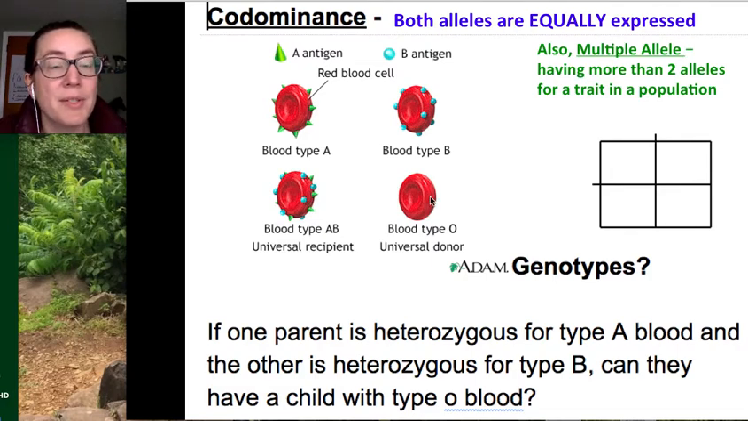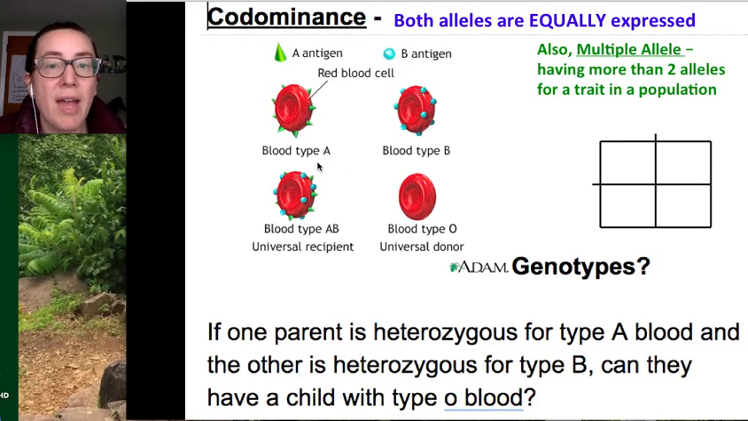There is also a recessive allele in this case, and that is O. So if I look at O, this one doesn't have any of those receptors. So in this case, O is considered recessive because the only way that you could have an O phenotype is if you only have O recessive alleles.